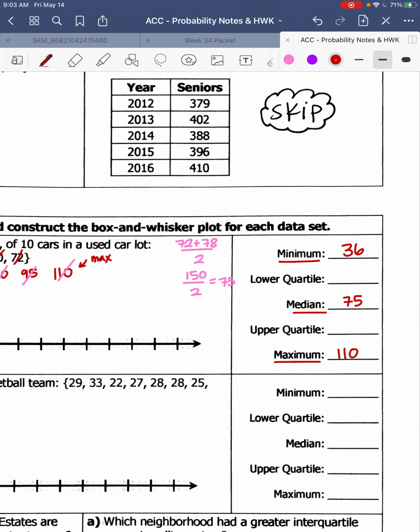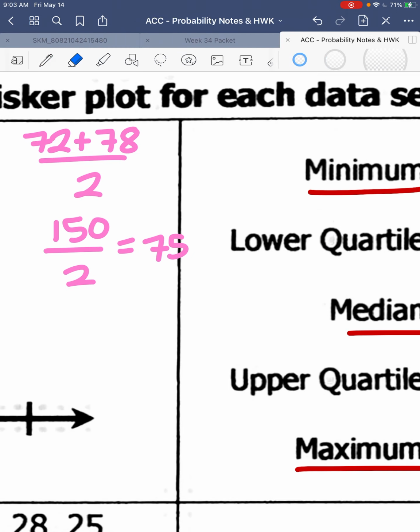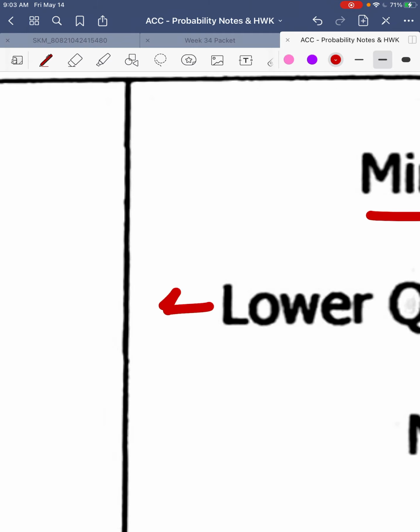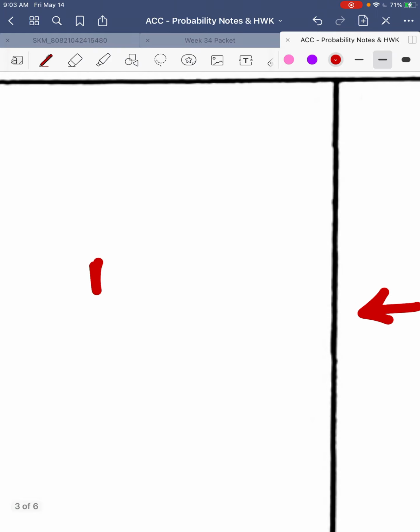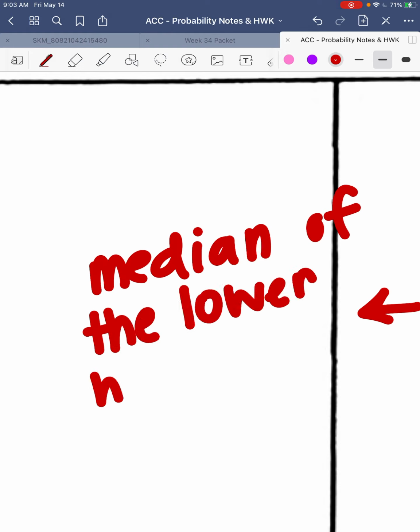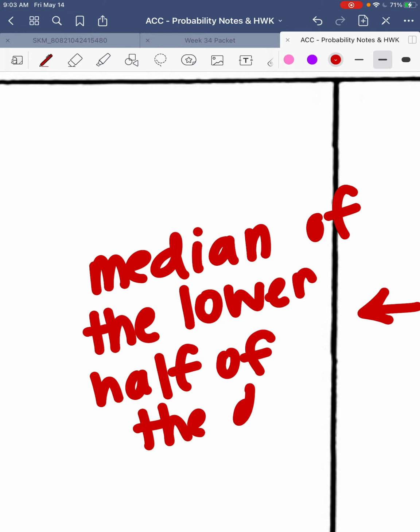Okay, now to find the lower quartile, what I want you to know about the lower quartile is it is the median of the lower half of the data. So I'm going to write that. So it's the median of the lower half of the data.